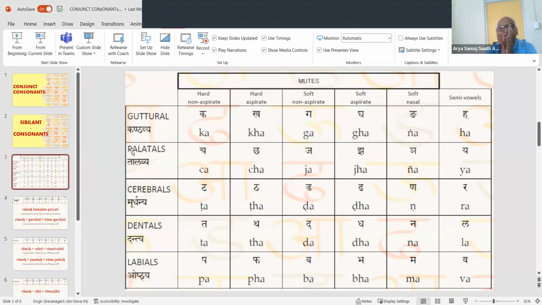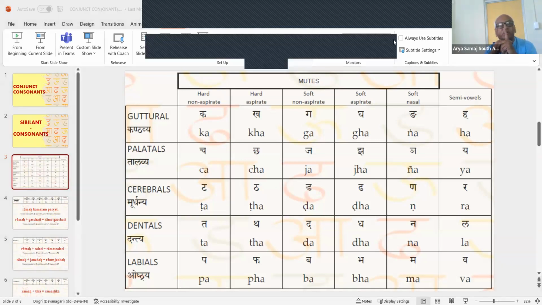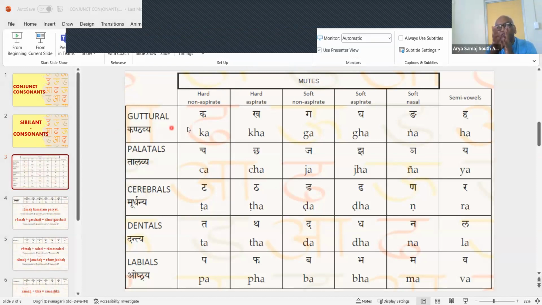Now, if you look at it, there are five classes of mutes. They are called the guttural, palatal, cerebrals, dentals, and labials. Right? So let's just quickly revise it. The gutturals are the K sounds, starting with K. Remember, K is the most important letter there, because if you look at the titles on top, it is hard and it is not aspirated.